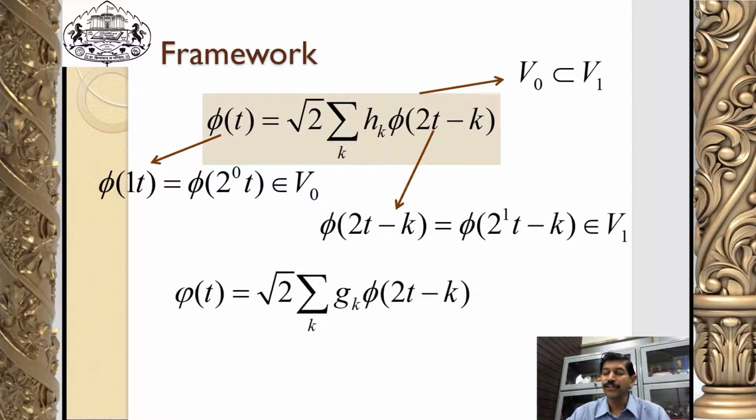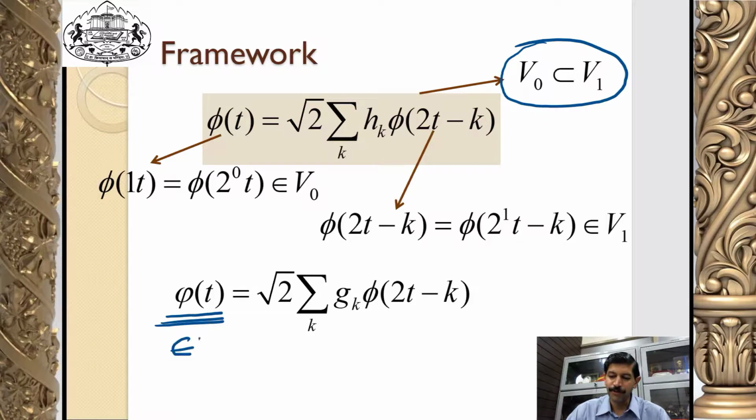So this dilation equation in a way captures the essence of the underlying nested subsets. So this is the dilation equation for the scaling function. Similarly, we can write the dilation equation for the wavelet function, which is psi of t. And on the left hand side you have psi of t, which obviously belongs to W0. On the right hand side you have phi of twice t, which belongs to V1.